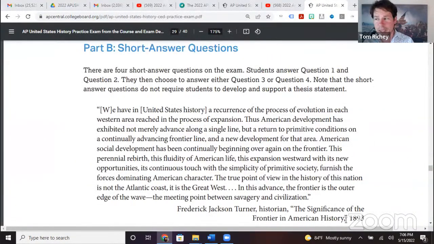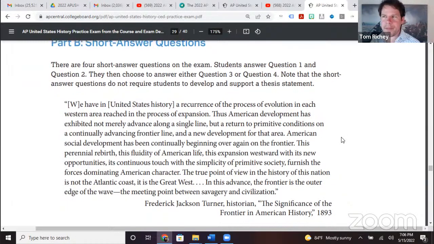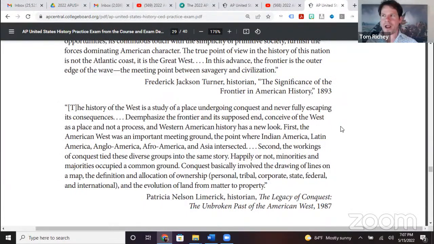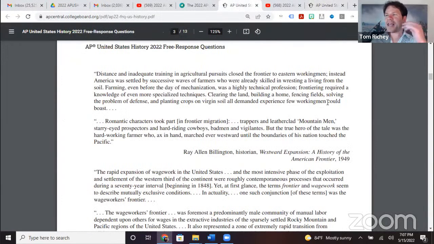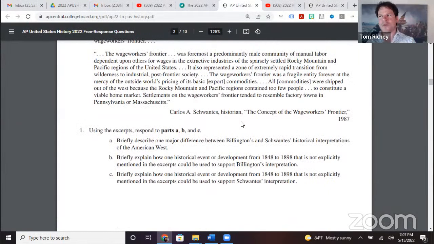Historian, the significance of the frontier in American history. This shocked me, okay? So one thing that we want to note here is the College Board is giving us some hints. You don't want to think, okay, they put the American West on the practice exam, so they would never ask a question about this on the actual exam. But then we look here and it is the exact same subject matter. So the frontier is on the official practice exam and this year's exam.